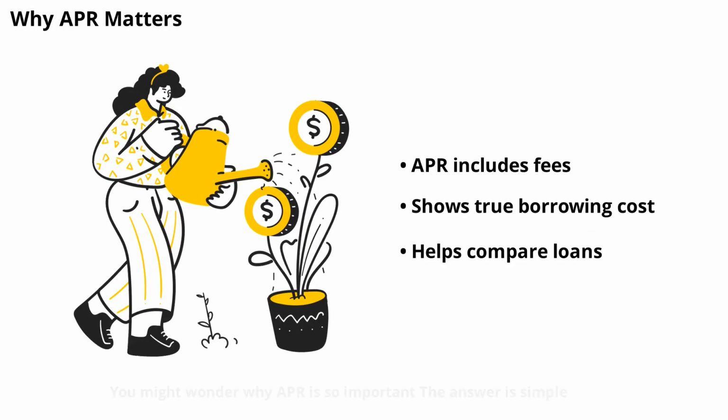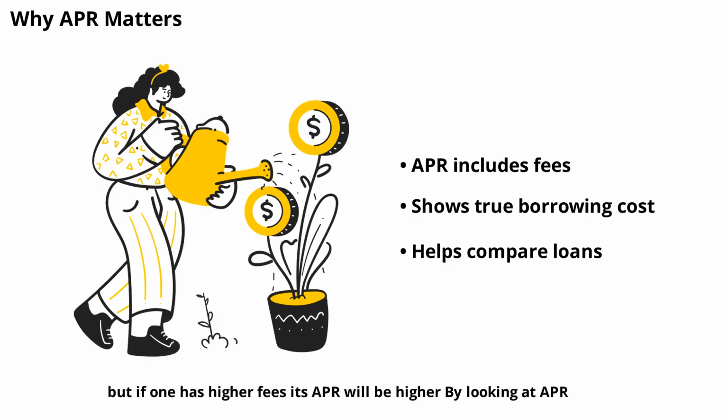You might wonder why APR is so important. The answer is simple. APR helps you compare the true cost of different loans or credit products. Two loans might have the same interest rate, but if one has higher fees, its APR will be higher. By looking at APR, you can quickly see which option is more expensive over the course of a year. This transparency protects consumers and helps you avoid hidden costs.